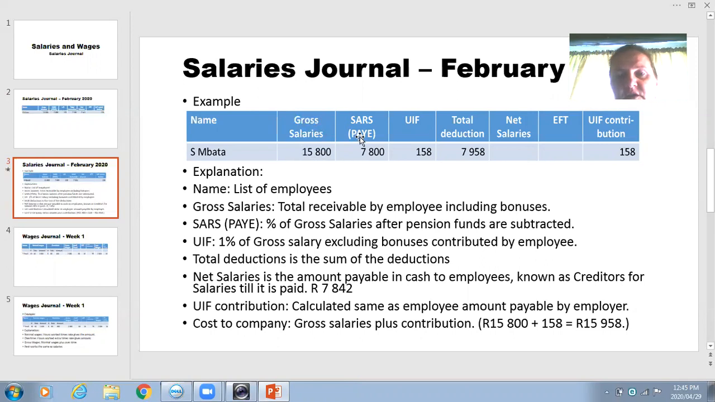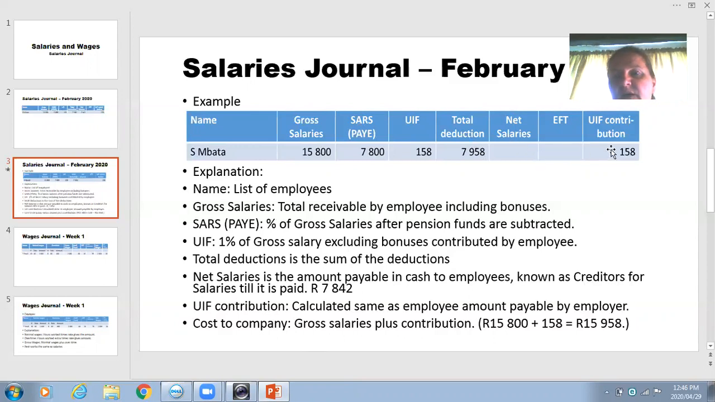So the deductions that I've got over here are SARS PAYE that we've discussed and UIF. So the UIF, as you can see, is 1% of the gross salary for both the employer contribution and the employee deduction. So if I add the two deductions together, I've got the total amount of deductions that we're going to have, right? So these two deductions would then be subtracted from my gross salary, and that gives me my net salary. Net salary is also known as my creditors for wages, or creditors for salaries in this instance.